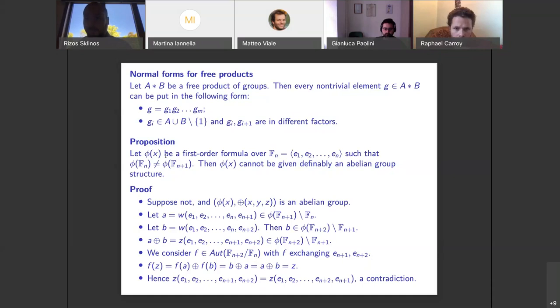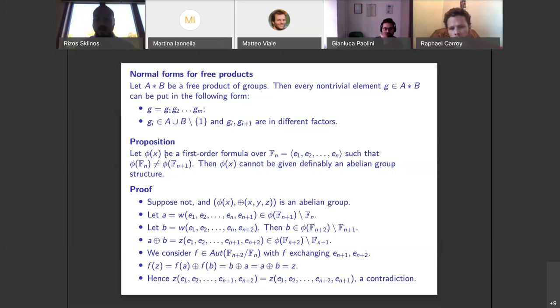Can I ask a question? Sure. Why do you get that B is not in Fn plus 1? Well, because En plus 2 should appear, right? Non-trivially, because En plus 1 appears in A non-trivially. Like, it doesn't cancel, I mean. That's the main reason. So you have En plus 2, and it should appear in the word in its normal form, and you cannot cancel it. Okay, thanks. Right.